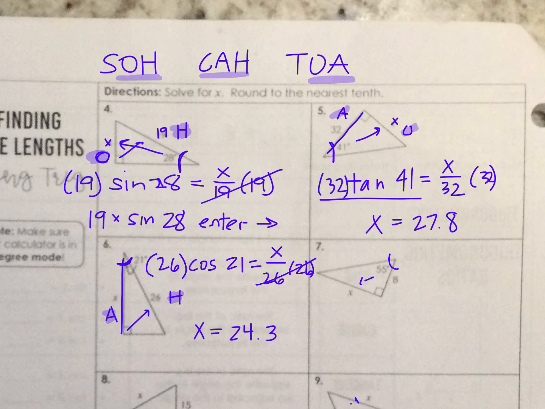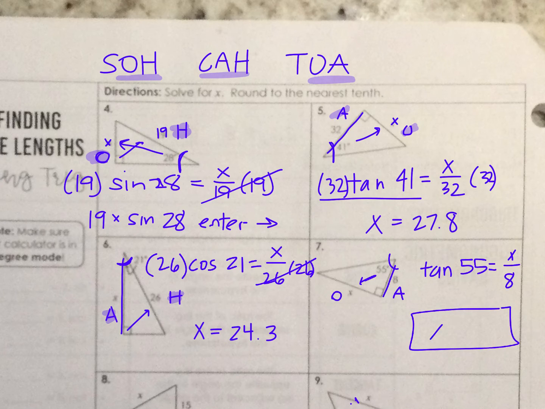Number 7, I've got that angle right there. So that X, it is opposite. The 8 is adjacent. I have an O and an A, which means I'm looking for the tangent of 55, it's going to equal x over 8. I need you to solve this one on your own and tell me what x equals.